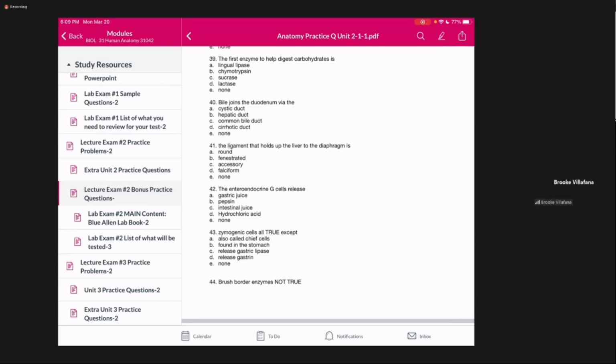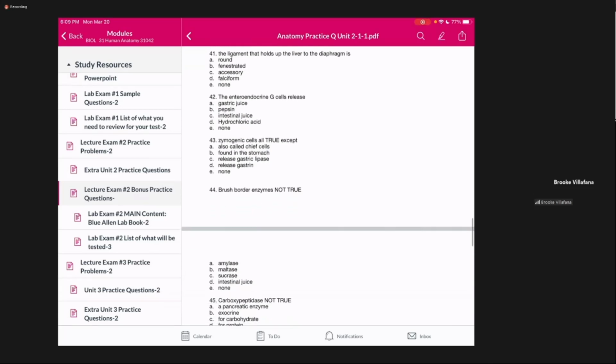All right, question 41. The ligament that holds up the liver to the diaphragm is round, fenestrated, accessory, falciform, or none?